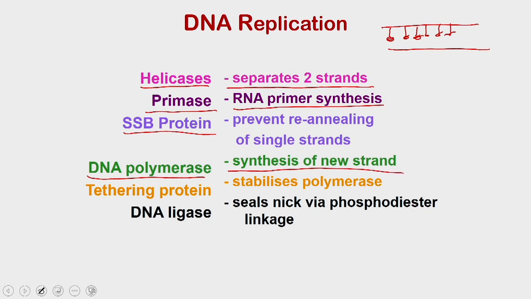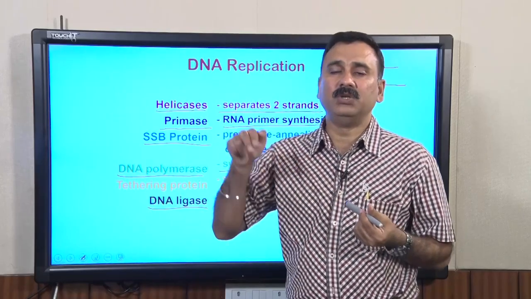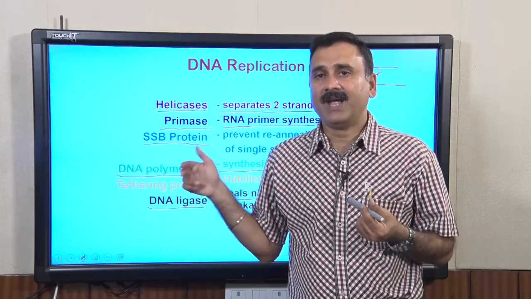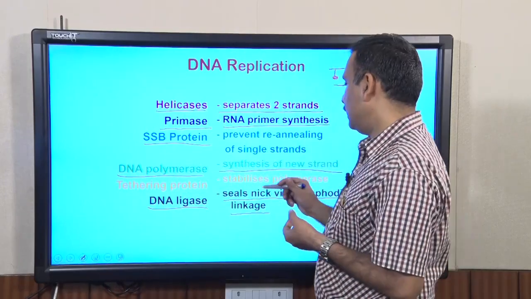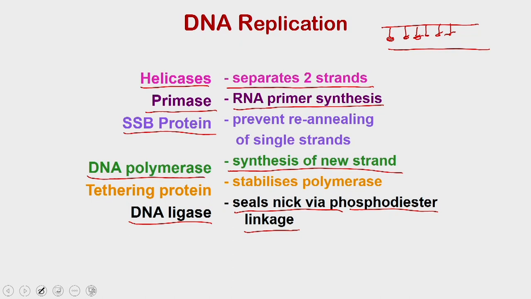Then you have the DNA polymerase, whose job is to synthesize the new strands utilizing the information provided in the template strands. And then you have some tethering proteins which stabilize the DNA polymerase. And then you have the DNA ligase which seals the nicks, because when you are doing synthesis, you have the leading strand as well as the lagging strand. On the lagging strand, you are creating multiple nicks, and these nicks are ultimately sealed by the enzyme called DNA ligase.